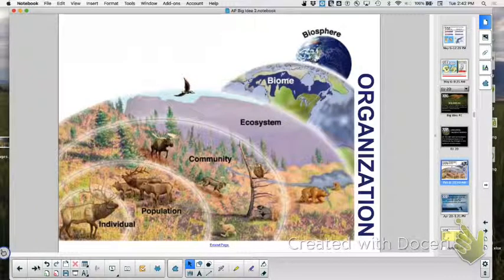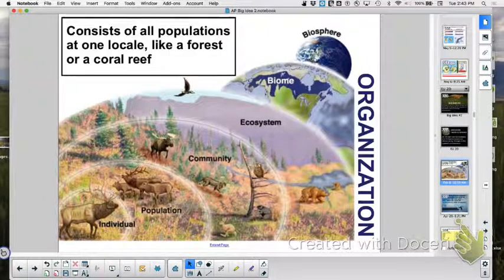Do you remember this? Population is a group of what? Same species. And what is a community? Several different species. And what is an ecosystem? With the abiotic factors like the environment. And then biomes, remember we studied the different biomes?